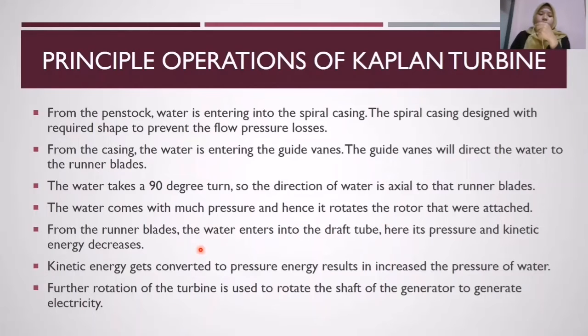After that, from the runner blade, the water enters into the draft tube. Over here, the pressure and kinetic energy decrease, and kinetic energy gets converted to pressure energy, resulting in an increase in the pressure of water. Further rotation of the turbine is used to rotate the shaft of the generator to generate electricity.